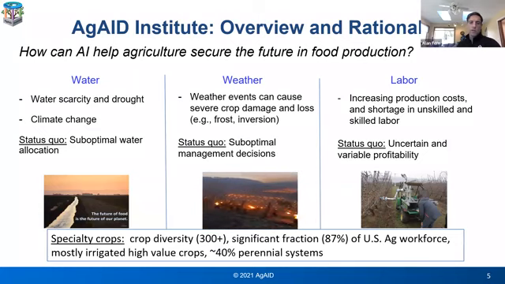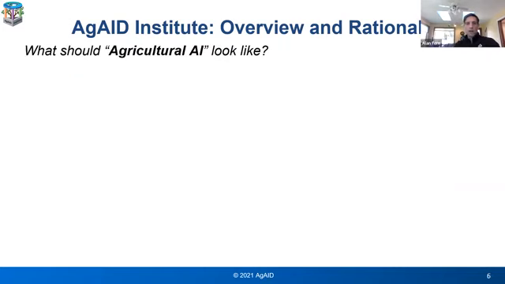There's a huge diversity of specialty crops, and it's actually a big fraction of the workforce. They're high value crops, and there's irrigation involved almost always. So there's a lot of interesting challenges, and this is one place where our institute is distinguished among the agricultural institutes that are already there, that have an AI focus. So diversity crops are going to be the focus, and these are things like apples, cherries, grapes, nuts, things like that. So what should agricultural AI look like?